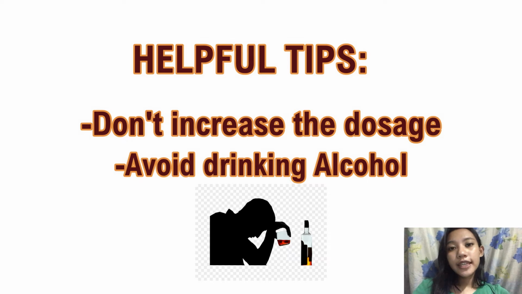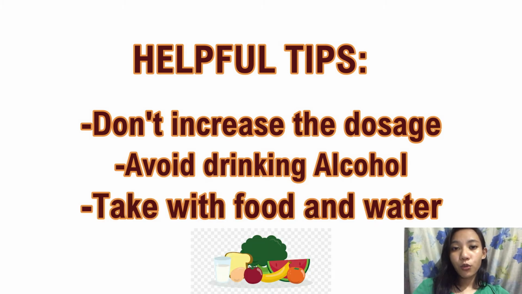Second, avoid drinking alcohol because as we said a while ago, Naproxen inhibits the COX-1 which protects the gastrointestinal lining. So if you drink alcohol, it could damage the GI tract more. And the third one, take with food and water. It is to avoid having ulcerations, where Naproxen could aggravate the ulcer and may cause bleeding.